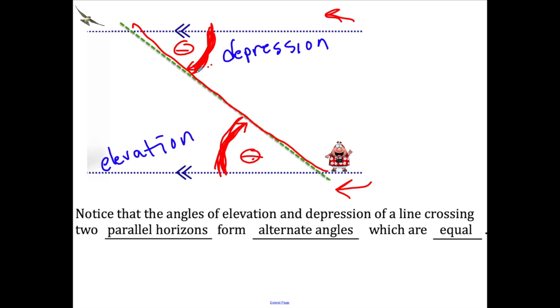So if I find one of these angles, I know the other one, and that's only if they share a common line between the horizons. And so the next slide will give you a good example of this.